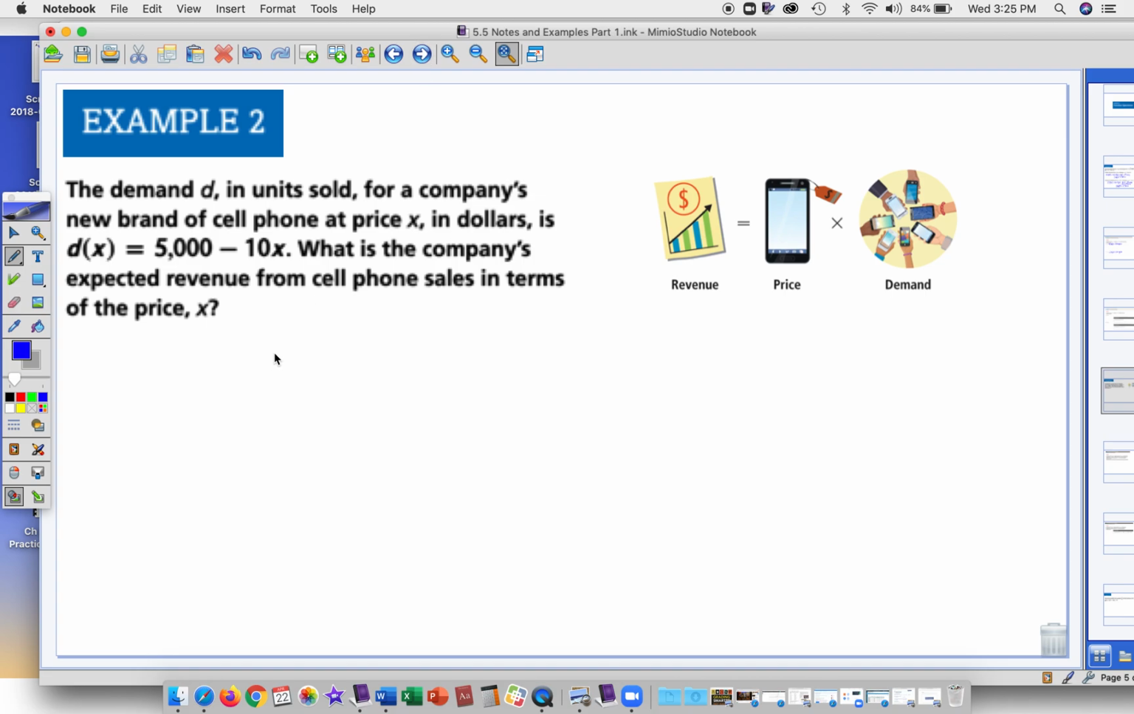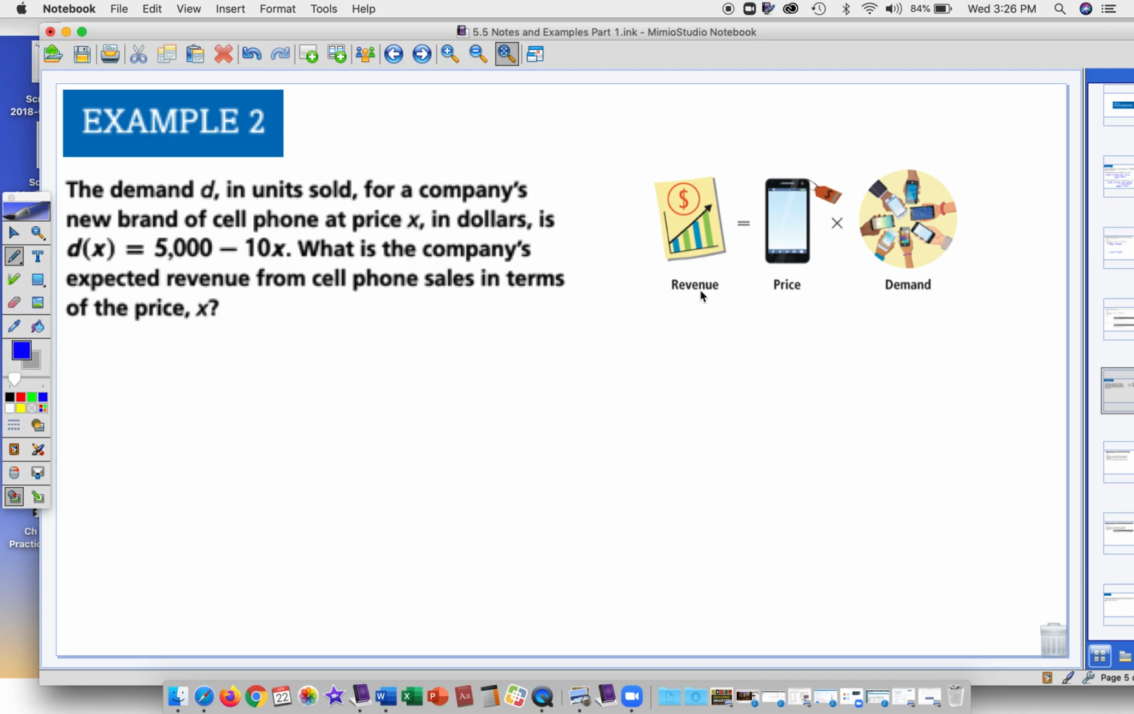Let's go on to example 2, where we're talking about the demand and the price of a certain item, in this case cell phones. So the demand in units sold for a company's new brand of cell phone at a price x in dollars is this function, which we're calling d of x. That's our demand function. What is the company's expected revenue from cell phone sales in terms of the price, which is x?